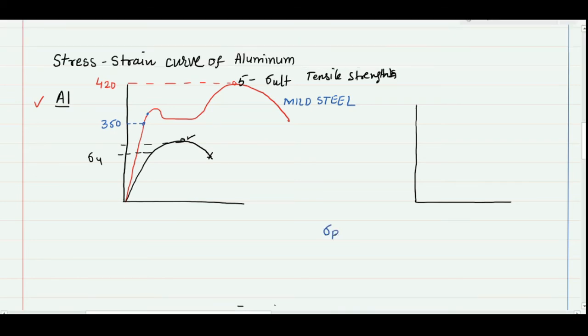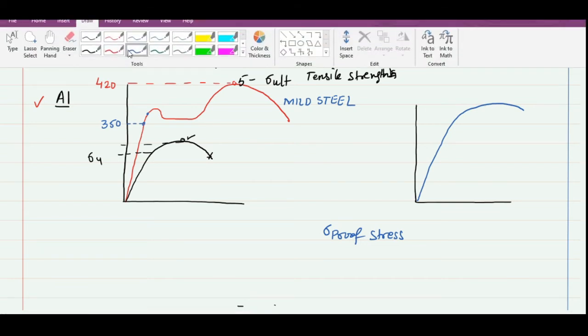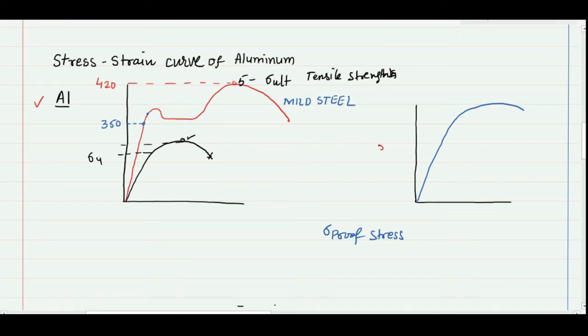We define one proof stress. Now what is this proof stress? We consider a 0.2% strain condition, and based on that we define this proof stress. What we do actually, this is your stress strain diagram of aluminium.